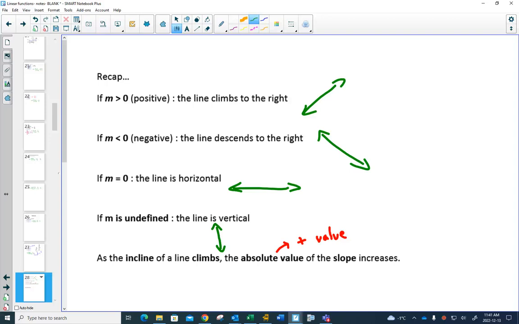So the steeper your line, the bigger your slope, either a bigger positive number or a bigger negative number. The reason we say absolute value here is that if we just look at the number itself and don't worry about the positive or negative sign, the number itself will get bigger and bigger the steeper you get, either in the positive direction or in the negative direction.